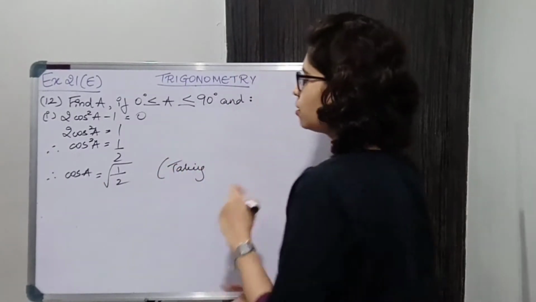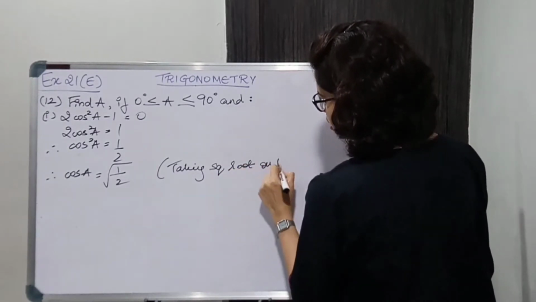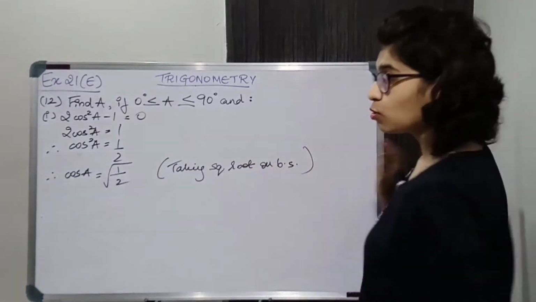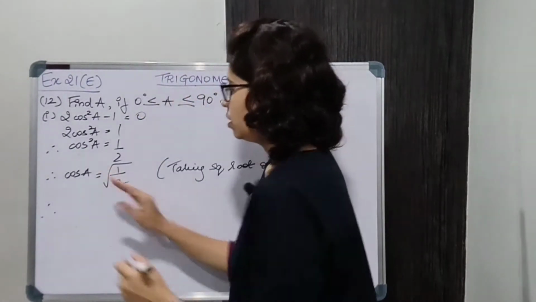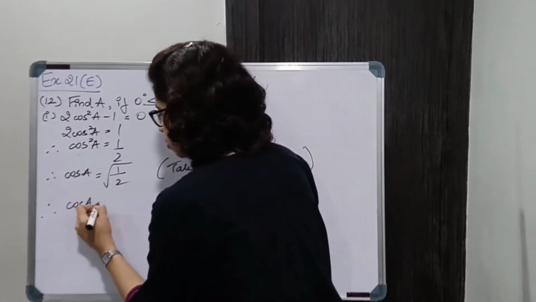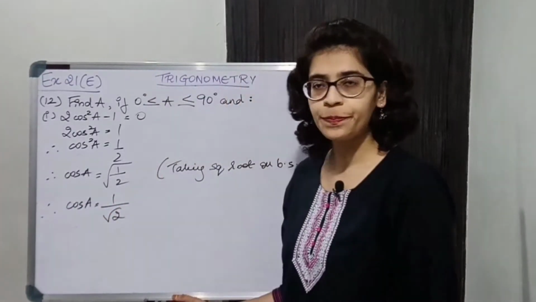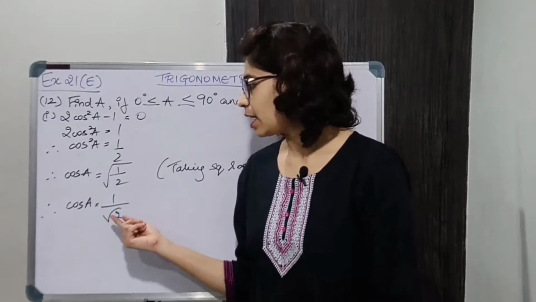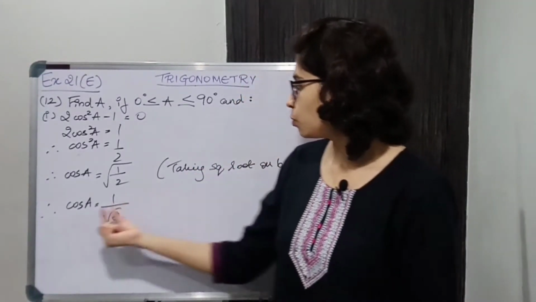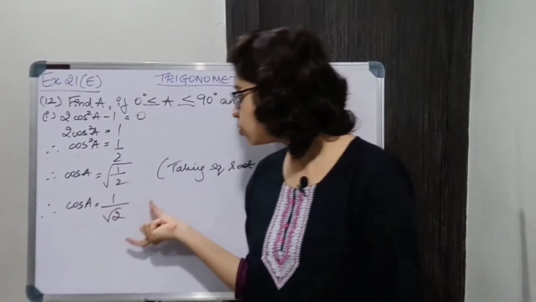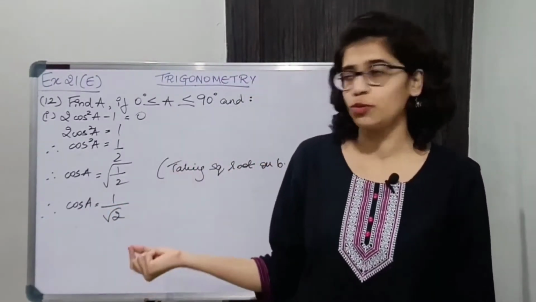You have to give reason, taking square root on both the sides. Please don't use short forms. Now cos A therefore will be equal to square root of 1 is 1 and square root of 2 is root 2. Cos A is equal to 1 upon root 2. Now cos of which angle is equal to 1 upon root 2? If you check in the table, cos 45 is equal to 1 upon root 2.